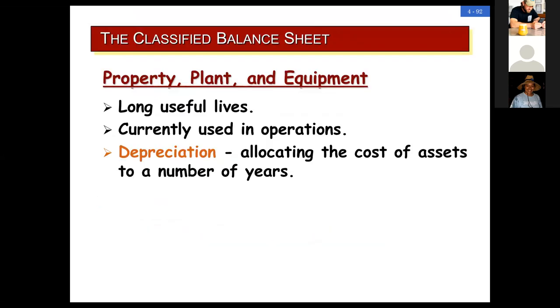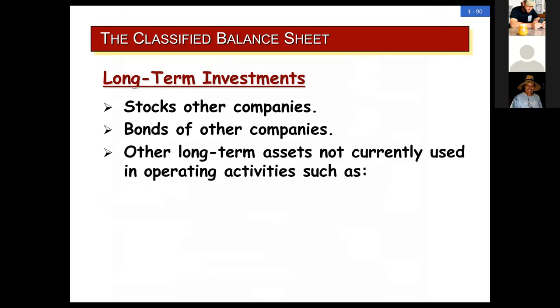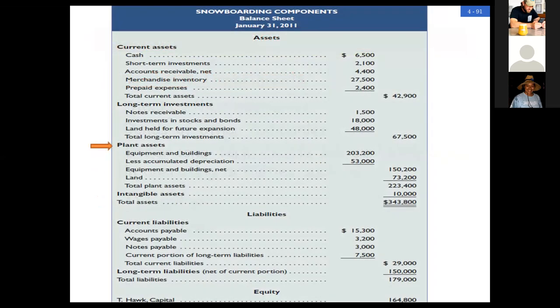Okay, now you go back to long-term investments. Could be stocks in other companies, could be bonds in other companies, other long-term assets not used in operating activities such as land or buildings. All right, so you could have land or buildings sitting in both long-term investments or property, plant, and equipment. The only difference is if it's not used in operations, if they bought land for speculation and it's just sitting idle, not doing anything for the business, it's a long-term investment. If it's a building they invested in and they're not using it for anything, you put it in long-term investments. If it's being used for the business, you put it in plant assets.